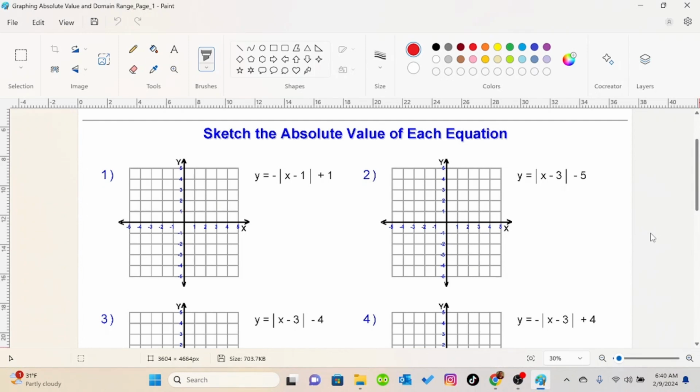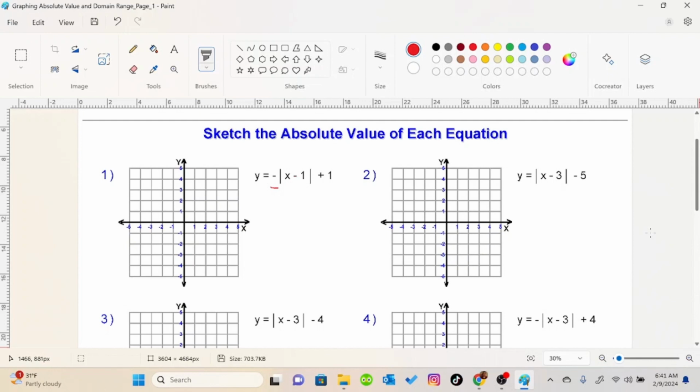On page 1 of today's worksheet packet, we are going to sketch the absolute value of each equation. We need to remember the generic y equals absolute value of x function is a V-shaped graph with its vertex at the origin opening upward. As we look at number 1, we can see that we have a negative in front of the absolute value symbols. This means it's going to flip upside down, and now instead of opening up, it's going to open down.